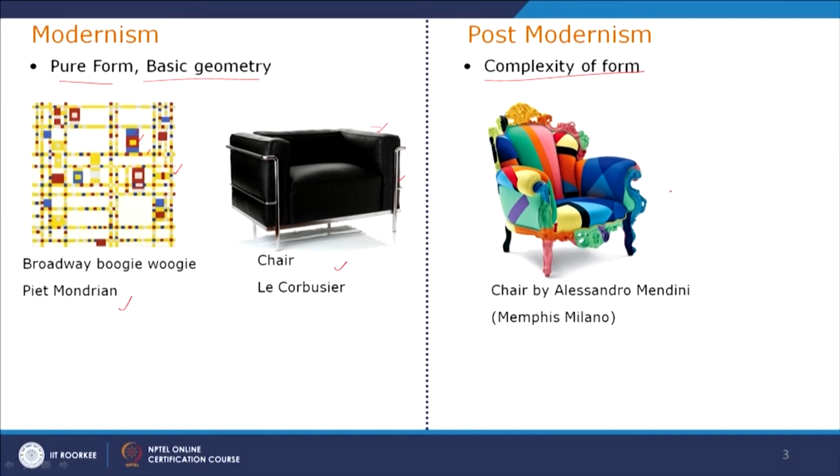Now if you look at this composition, this is a modernist chair and this is a postmodernist chair. If you look at this modernist chair, it does not have any historical context. It is absolutely geometric, very little color is there, and the pure material is exposed, and the color of this is black.